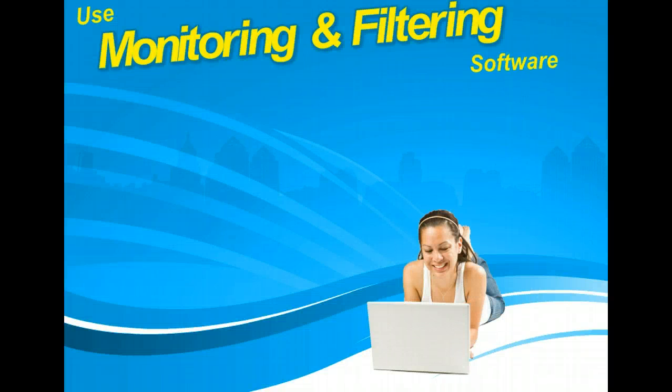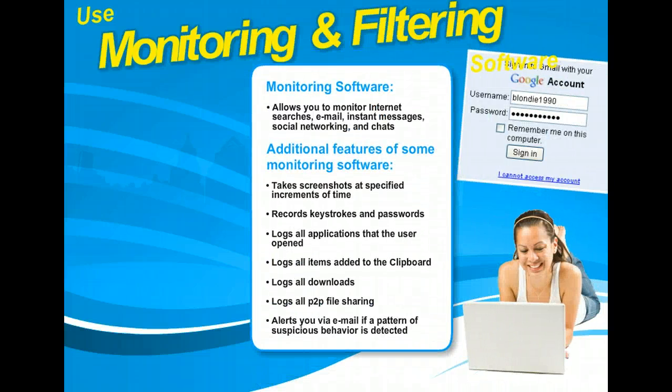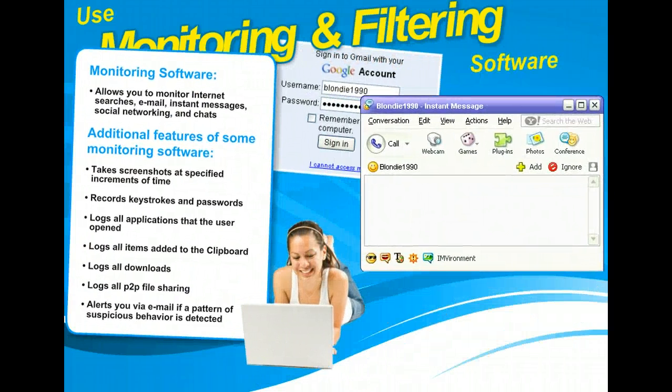For that reason, and because not all filtering software reports the contents that kids were trying to access, another option is monitoring software. Monitoring software allows you to see what kids are accessing on the computer. Take a look at our list of features that go along with monitoring software.